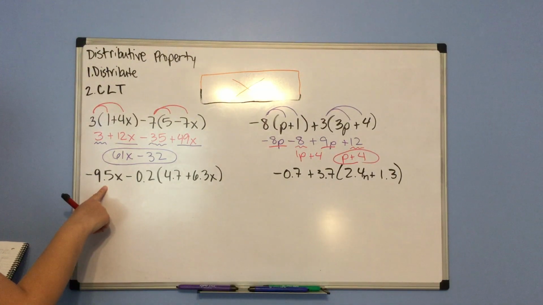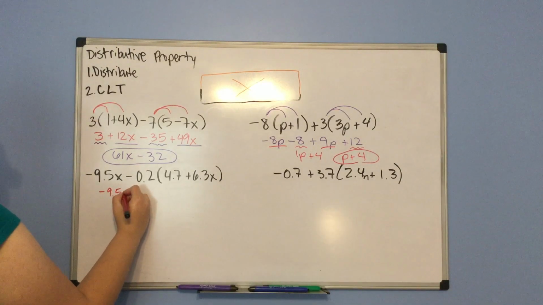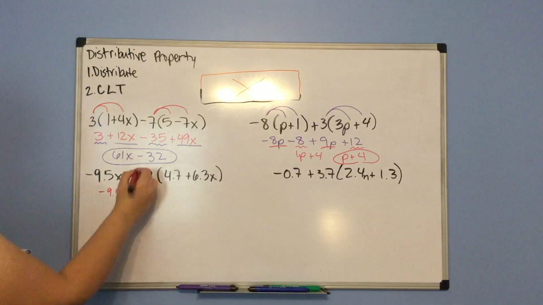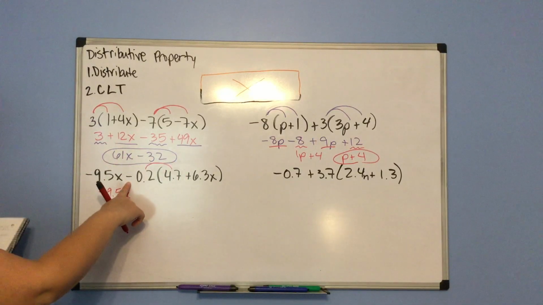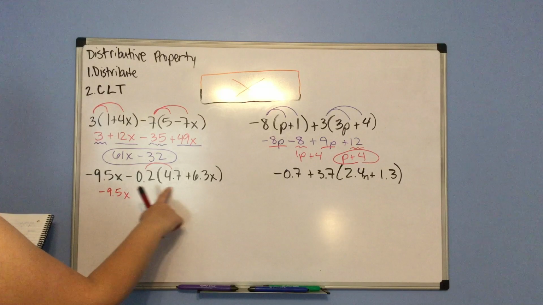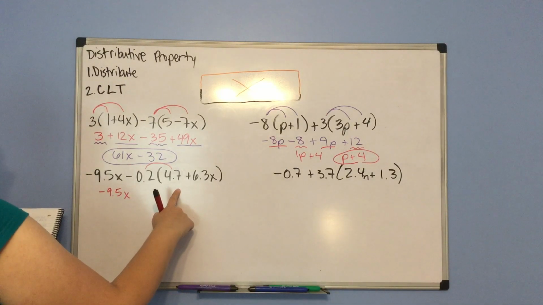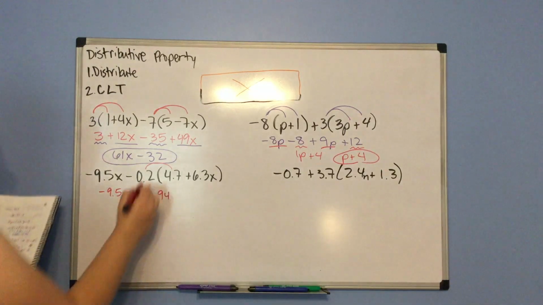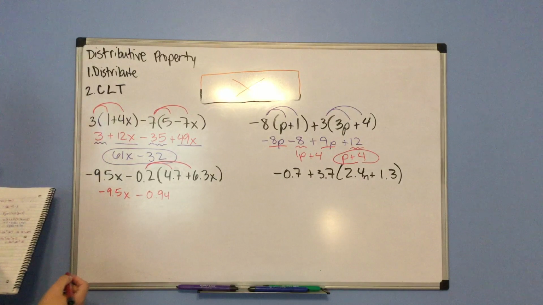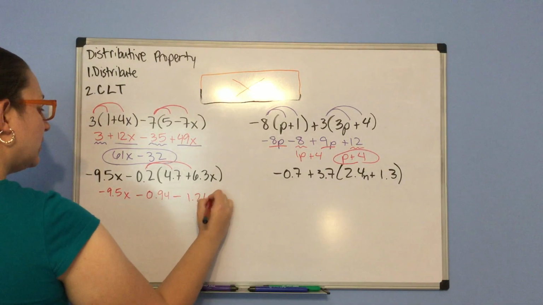This doesn't distribute because it's not attached to parentheses. So that's going to stay negative 9.5x. Now I'm going to multiply by negative, don't forget the negative, 0.2. Negative 0.2 times 4.7 is negative 0.94. Negative 0.2 times 6.3x is going to be negative 1.26x.